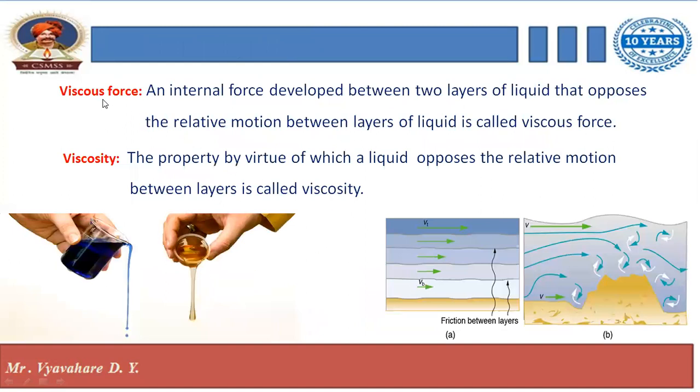Next point, viscous force. An internal force developed between two layers of liquid that opposes the relative motion between the layers of liquid is called viscous force. In the picture you can see that it opposes the relative motion between two layers. Viscosity is the property by virtue of which a liquid opposes the relative motion between its layers.